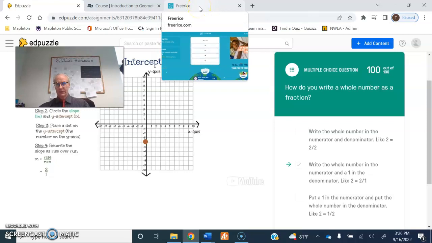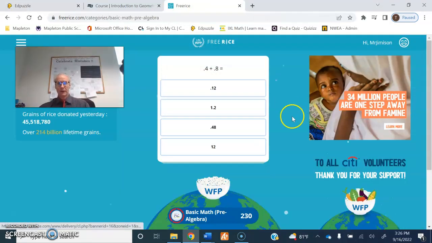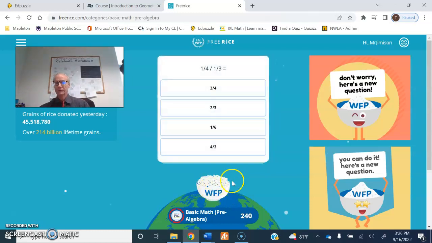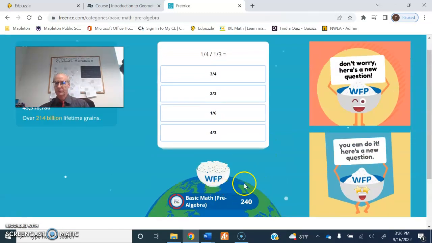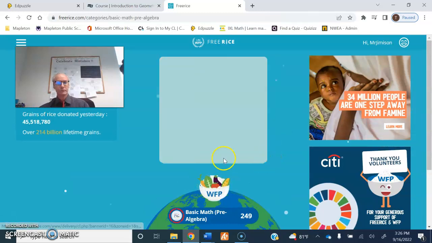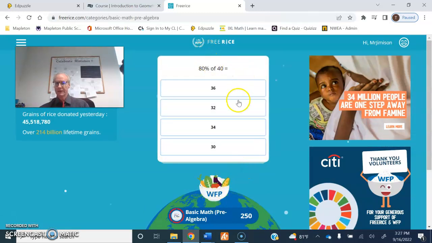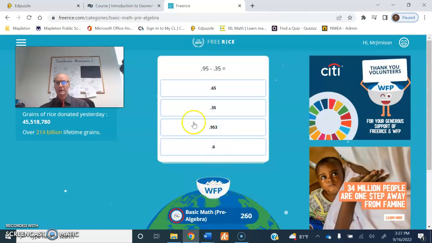The last thing I want to point out is Freerice, which is the World Food Program from the UN. And they won the Nobel Peace Prize in 2020. Students answer questions in math like this. 0.4 plus 0.8 is 1.2. And when they answer a question, the World Food Program donates 10 grains of rice. The donation comes from the people who are allowed to advertise on the site. 1/4 divided by 1/3 is 3/4. And if you fill a bowl, it'll tell you 80% of 40 is 32. And when you fill up a bowl, it keeps track of all of the rice that they've accumulated. And of course, you're feeding starving people. So always a good idea.